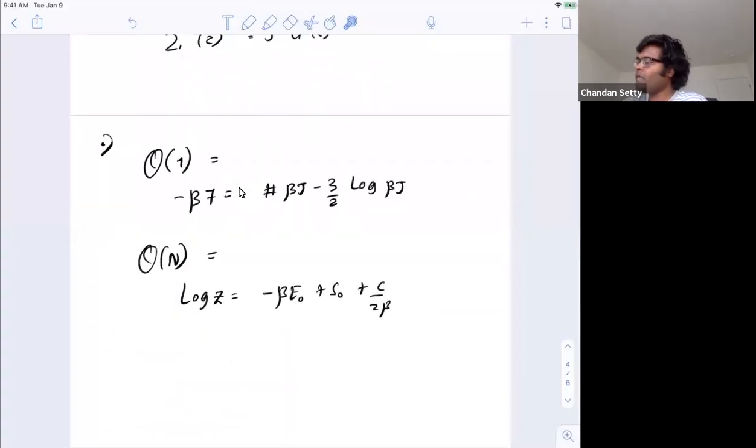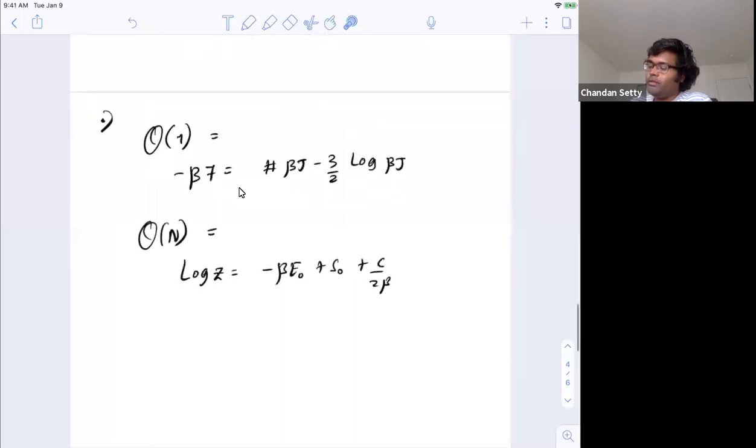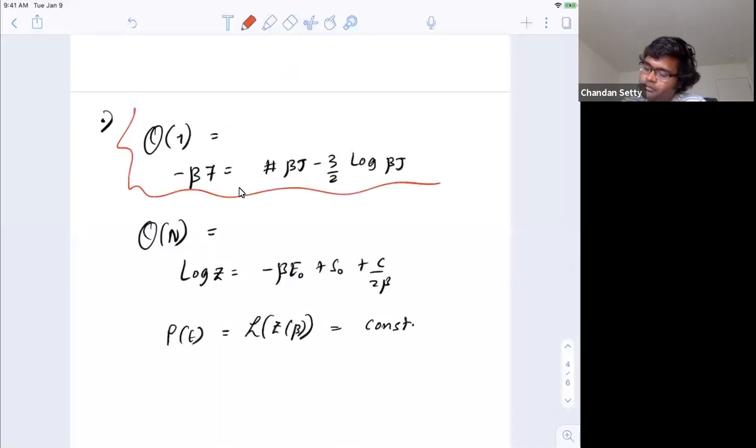Okay, now if you look at the spectral density, or the density of states coming from a Laplace transform of this free energy, you'll see that the leading contribution to the spectral density is a constant at low energy. So these are the two equations that I want you to keep in mind.